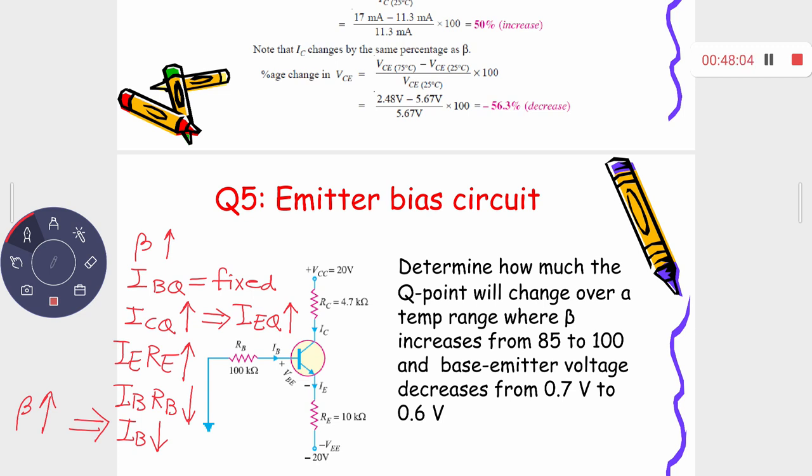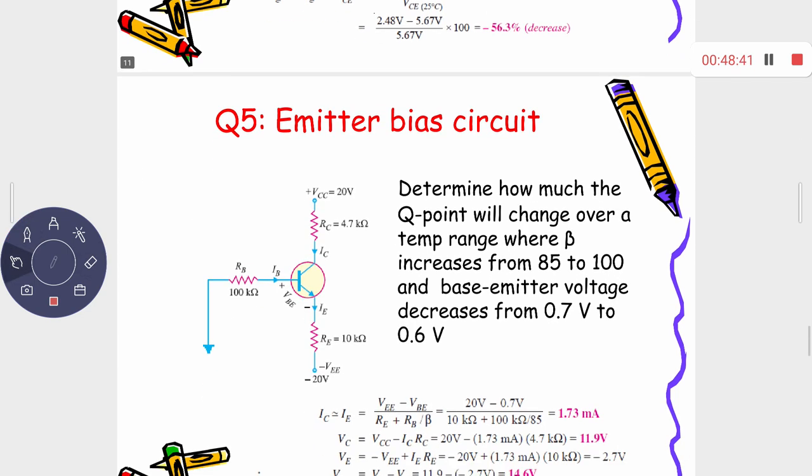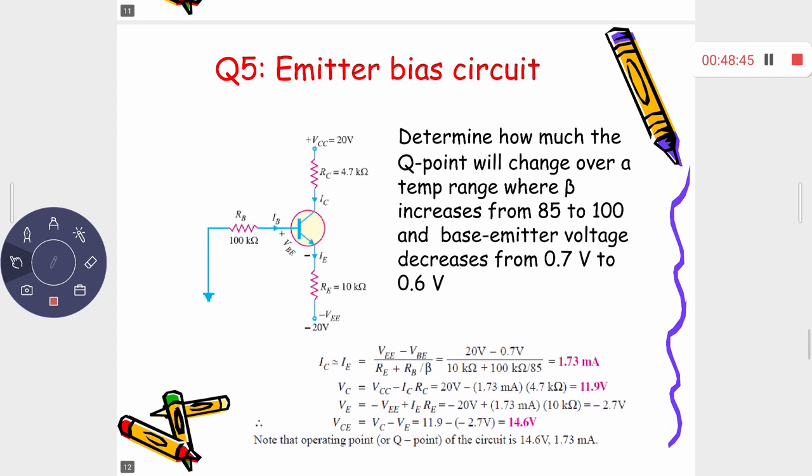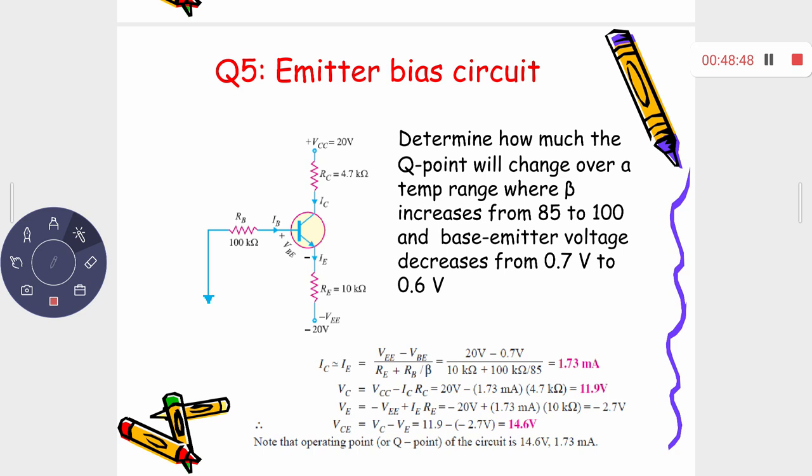Last time you have seen that even if your IB is fixed and beta increases by 50%, then IC also increases by 50%. Right, now here 85 to 100, that means how much percentage? Almost 20%. 17.6%. Anyway, something like that, close to that, okay. And do this calculation. So it becomes much better, right? Is that calculation clear to you? This one? Or shall I go for the KVL?